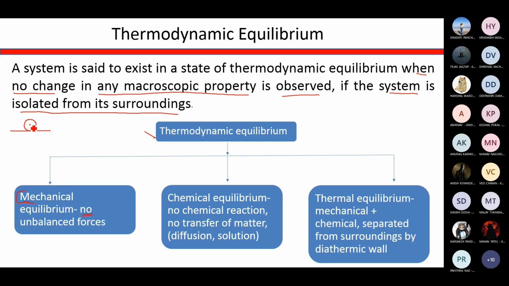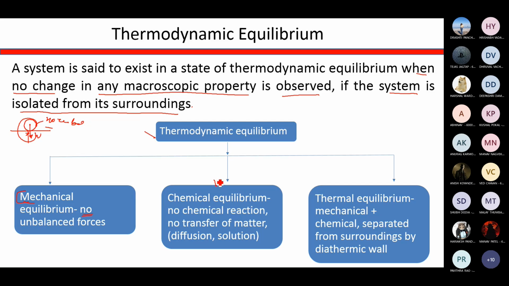What is happening here is the self weight of the ball is acting in the downward direction, right? And this is balanced by the reaction offered by the ground, right? So these two forces are balanced, no? So there is no unbalanced force present here. So you can think about this kind of situation as a mechanical equilibrium where no unbalanced forces exist.